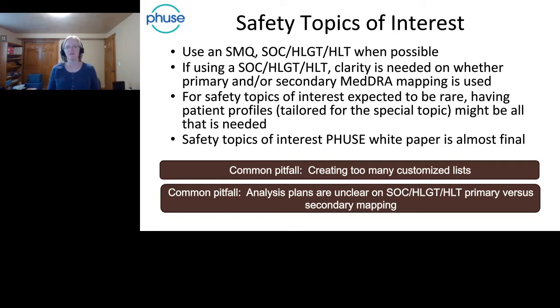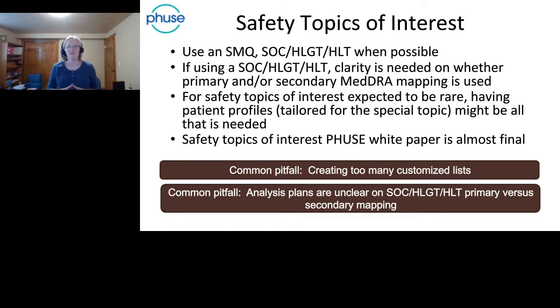What's more helpful is looking at each individual case. The medical group needs to look at individual case reviews. They're looking at re-challenge, de-challenge information. Can there be alternative reasons why that patient may have had an event? That's the kind of thing that's more important than a summary table. So for some of our safety topics of interest, it might be more important to just have really good patient-level information.